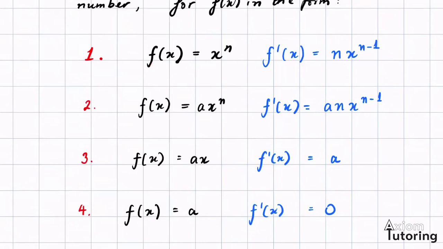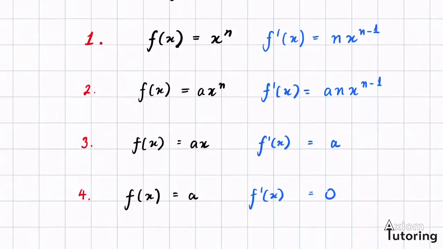Now, in our second formula here, we have a function which is a times x to the n. So we have a coefficient of a in front of our x to the n. So when we want to find our derivative function, we keep our constant a in front, and then we just differentiate our x to the n as we did before. So what happens is we bring down our n in front. That's why we get our a times n here. And then we minus 1 from the index up here.